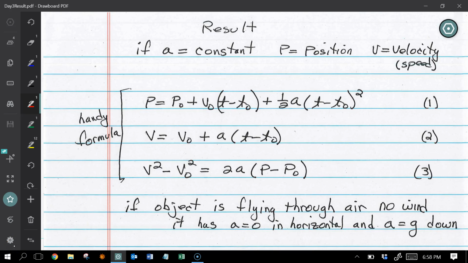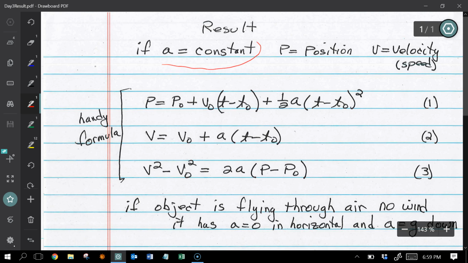Okay, this video summarizes the results that were found in the previous derivation. So if you didn't want to listen to the derivation, that's fine. You can get the results of what you need here. These results only apply if the acceleration of the object is constant.